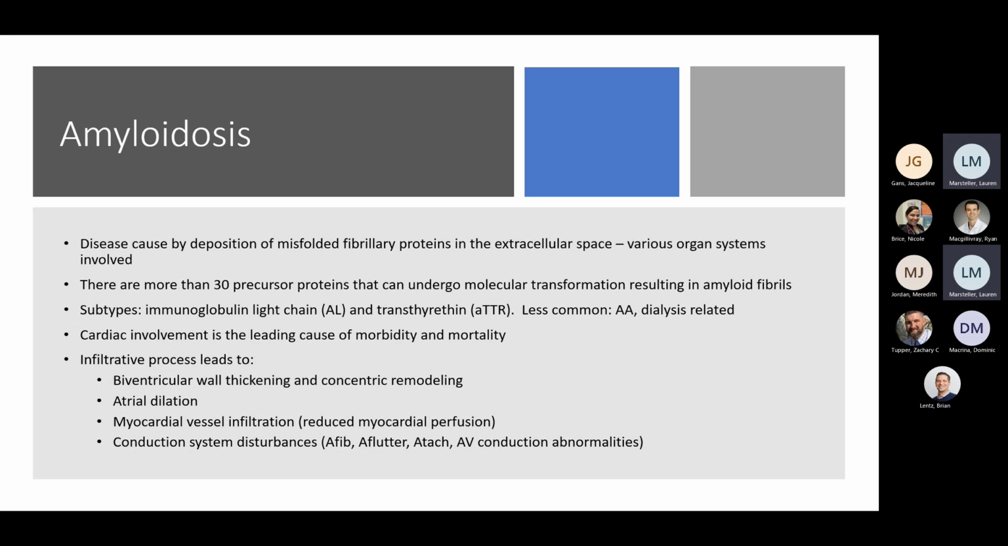So for how the heart is affected by this infiltrative process, it leads to biventricular wall thickening and concentric remodeling, again, that restrictive physiology. You can have atrial dilation. It can affect the myocardial blood vessels, which can cause cardiac ischemia, and it can cause conduction system disturbances. I'm sure you guys have seen a lot of patients with amyloidosis have a fib, a flutter, a tach, or other AV conduction abnormalities. It's mostly atrial arrhythmias that, at least, I've seen with the patients with amyloidosis.